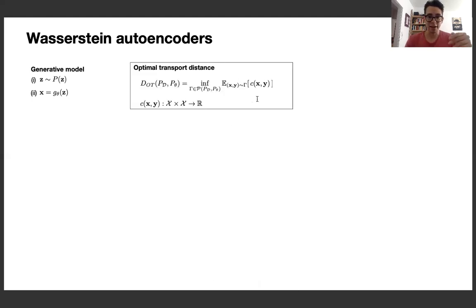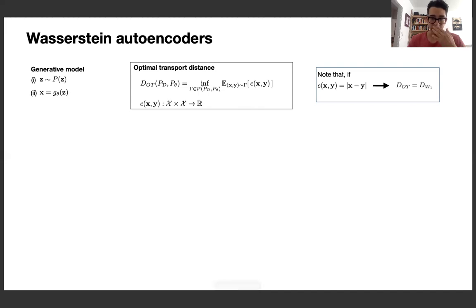In this case it is slightly more general than before, because in the case we discussed before we were looking at the Wasserstein-1 distance. Here the cost is just any cost function that goes from our data space to the reals, and then this is called the optimal transport distance.